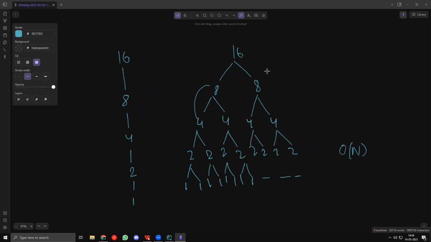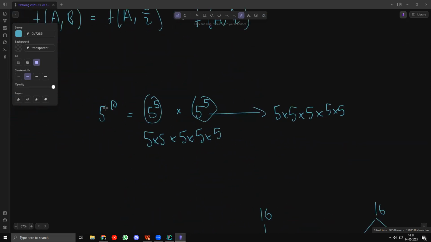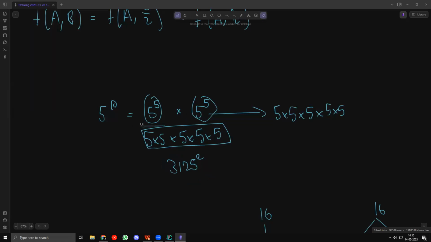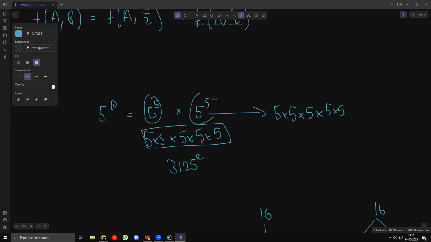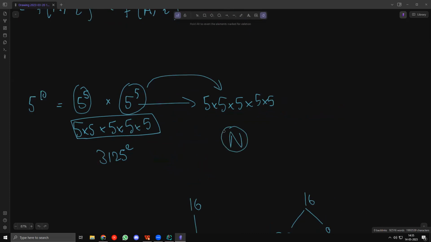Is this clear? Does this make intuitive sense to everyone? Again, you can just take this example. What is the value of 5 to the power of 10? Before, what you did was you calculated this value and then you squared it. You took 3125 and you squared it, which is just basically O of 1. Squaring is O of 1, right? But what you're doing now is saying, okay, I want to calculate 5 to the power of 5 and I want to calculate it again. If you do this, it's an issue because you're doing the same task again, which in total will be n.